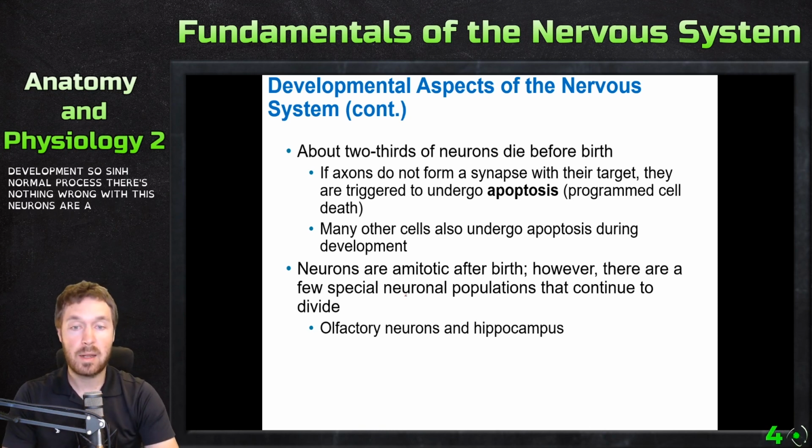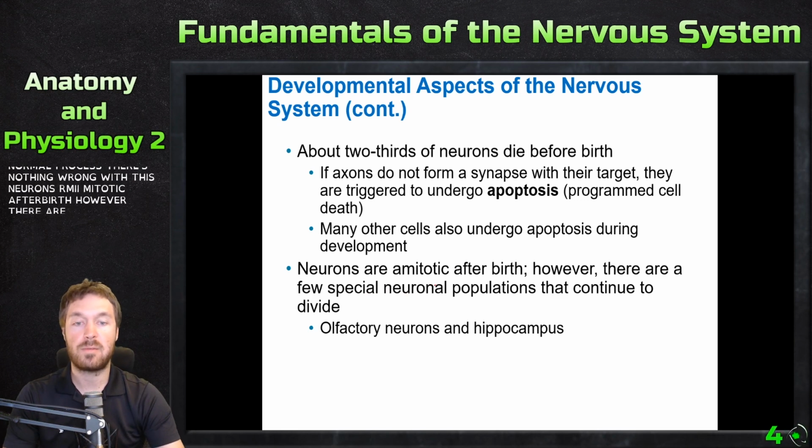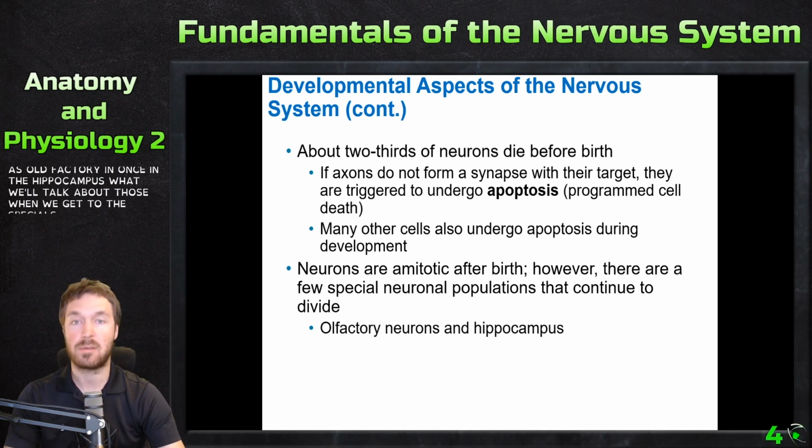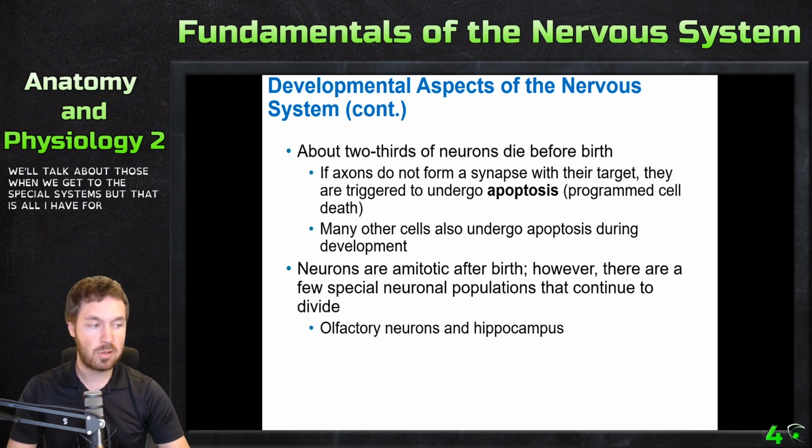Neurons are amitotic after birth. However, there are a few special neuronal populations that do continue to divide, such as olfactory and ones in the hippocampus. But we'll talk about those when we get to those special systems. But that is all I have for the first chapter here.